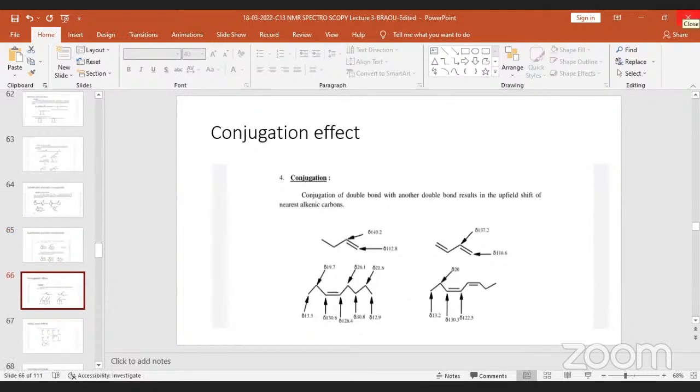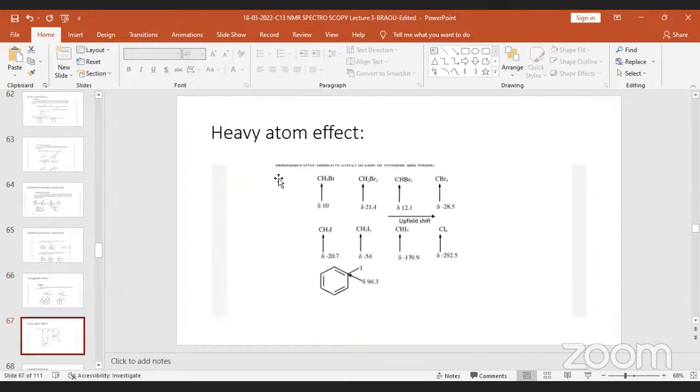Next, this is not much, very little difference will be there, but conjugation of a double bond also results in the off-field shift of the nearest alkene carbons, because the electron density will be more in conjugated alkenes. Therefore, a slightly off-field shift will be observed. Heavy atom effect means bulky atoms attached to carbon will give off-field shift.